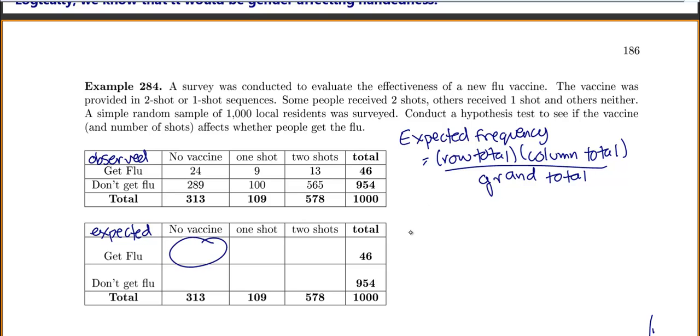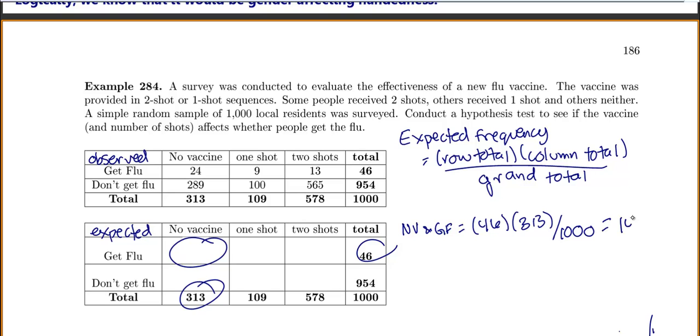So let's do this one first. So let's do no vaccine and get flu. So the row total is 46. The column total is 313. And the grand total is 1,000. So this gives me 14.4.